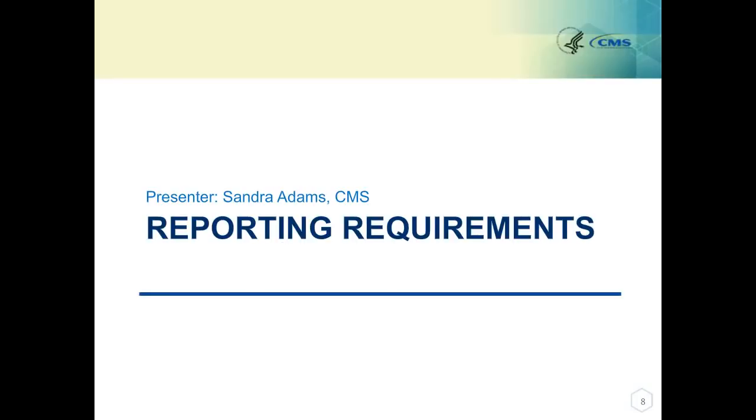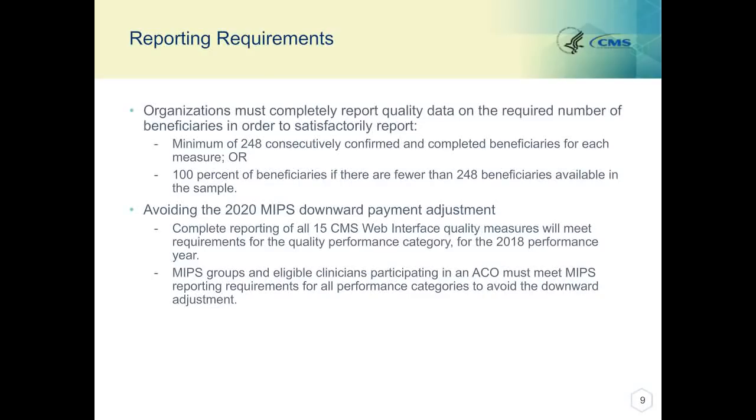And now we will go over the CMS Web Interface reporting requirements. Next slide, please. Organizations must completely report quality data on the required number of beneficiaries in order to satisfactorily report. This is a minimum of 248 consecutively confirmed and completed beneficiaries for each measure, or 100% of the beneficiaries in your sample if there are fewer than 248 beneficiaries available in the sample.